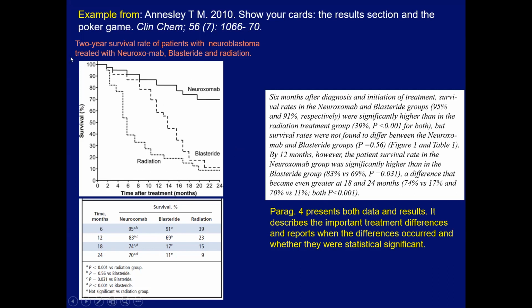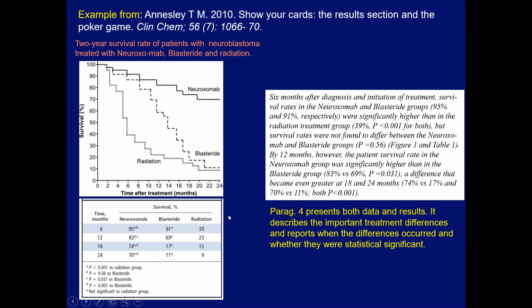He could present that as a graph or as a table, and the table is much preferable because it very clearly shows, for example, the time in months and the survival rate between these 3 groups, and gives a footnote. In the footnote, he defined the p values between different groups. He just put a letter, small a, b, c, d, and the meaning of each one in terms of differences between those groups.